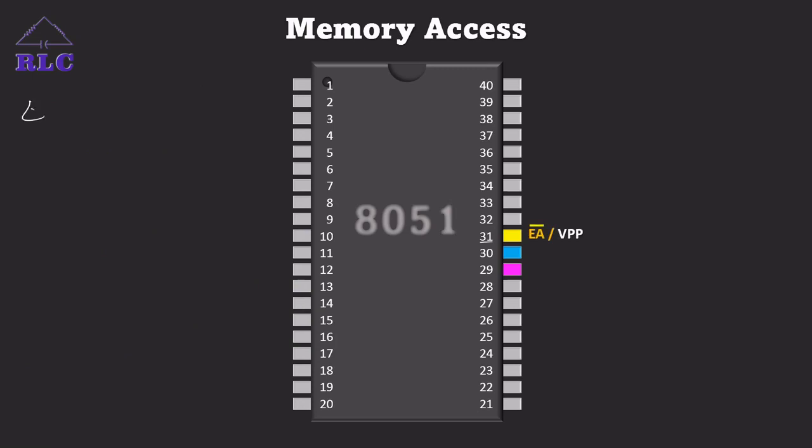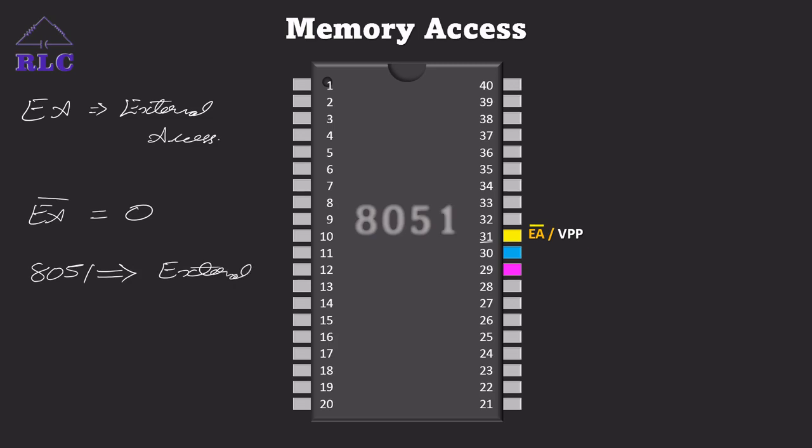EA means external access. If this EA bar pin is equal to 0, then the 8051 will be using external ROM. If the EA bar pin is equal to 1, then it will be using internal ROM.